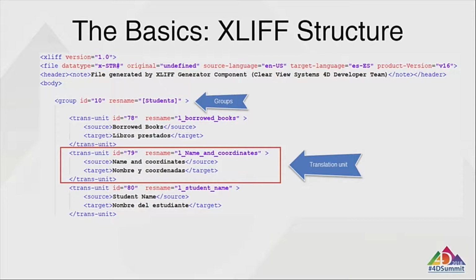using XLIFF files, but an XLIFF file is basically an XML file. And this XML file has a lot of elements. And we have a series of groups that will give a structure to the XLIFF file or the XML file. And the most important part is that we have the translation units. The translation units will give us the translation of the text of our application.